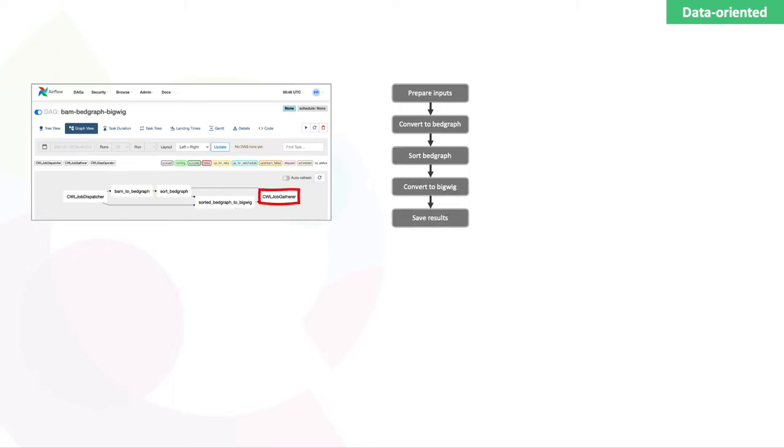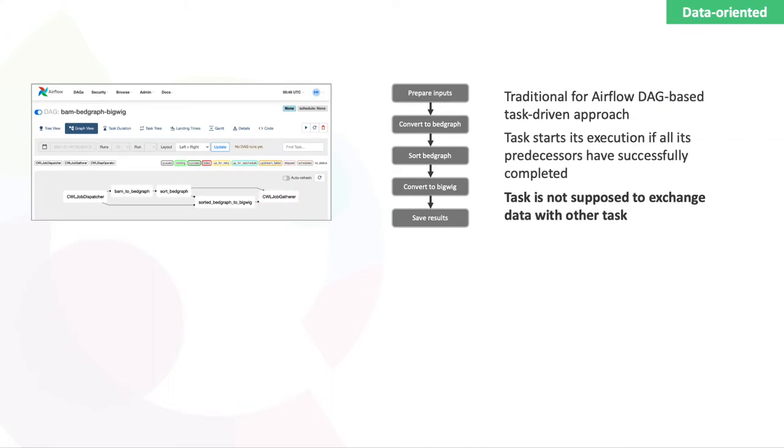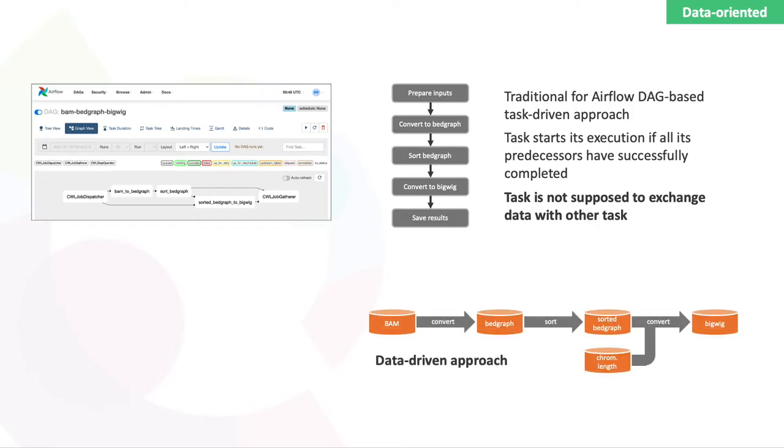As we all know, Airflow implements a traditional task-driven approach. A task starts its execution only if all its predecessors have successfully completed. Moreover, tasks are not supposed to exchange any data with each other. At the same time, scientific workflows are more data-oriented. So what we really should be interested in are not computational tasks, but the data produced by them. To make Airflow somehow more data-oriented, we implemented the following two principles.